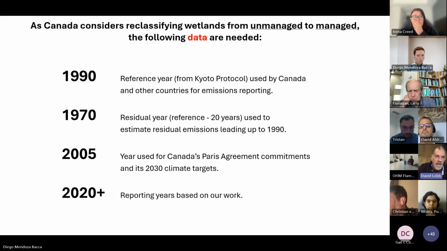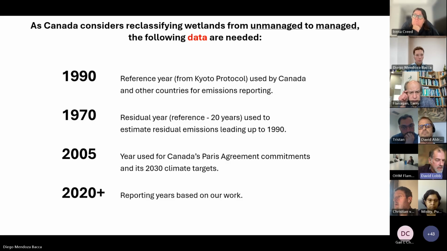So, back to this issue of managed and unmanaged wetlands. As Canada considers reclassifying wetlands from unmanaged to managed to make sure that they're captured in the IPCC efforts, the following data are needed. Our current work in the 2020s, obviously, and looking back to 2005, where Canada's Paris Agreement commitments were made, and 1990, going back to the reference year from the Kyoto Protocol used by Canada and other countries reporting on emissions, as well as going back to 1970, our residual year used to estimate residual emissions leading up to 1990.